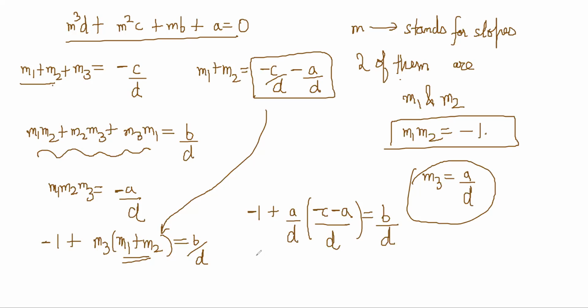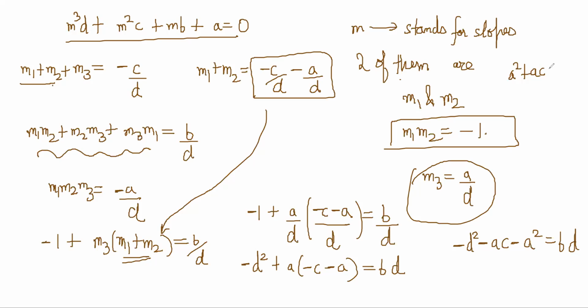Multiply by d square everywhere. So minus d square plus a into minus c minus a is equal to bd. So you get minus d square minus ac minus a square is equal to bd. So you get a square plus ac plus bd minus d square is equal to 0. We have made some silly sign mistake, but otherwise it is correct. It's plus d square, right? Plus d square. It's correct only. Everything is right.